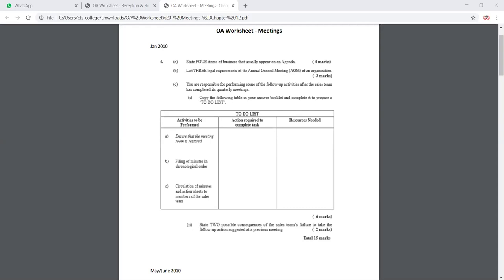Yeah, miss, I have the worksheet here. Which question are you looking at, miss? We're looking at the second question, the one that says state one follow-up action of a meeting that should be performed by the chairperson. State one follow-up activity of a meeting that should be performed by the chairperson.